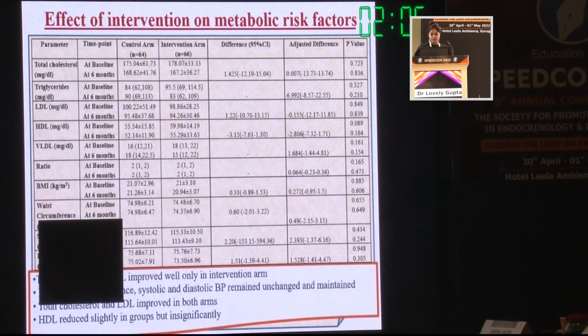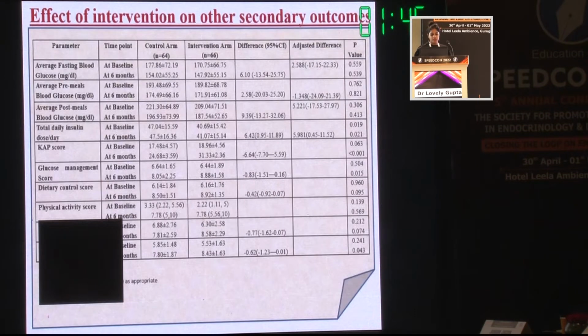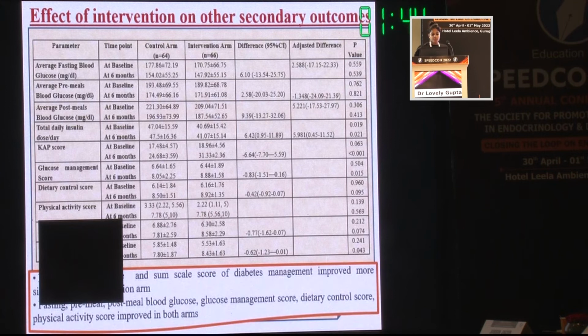Effect of intervention on metabolic risk factors: triglycerides and VLDL improved well only in the intervention arm. BMI, waist circumference, systolic and diastolic blood pressure remained unchanged and were maintained in their ideal range. Total cholesterol and LDL improved in both the arms, and HDL reduced slightly, although it was an insignificant difference. When effect was seen on secondary outcomes, KAP, healthcare use and some scale scores of diabetes management improved more significantly in the intervention arm.